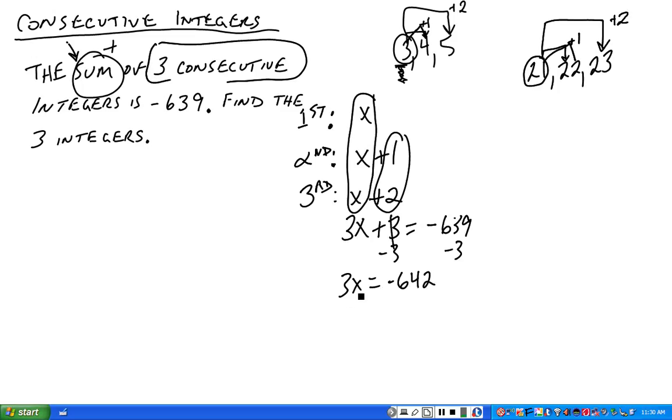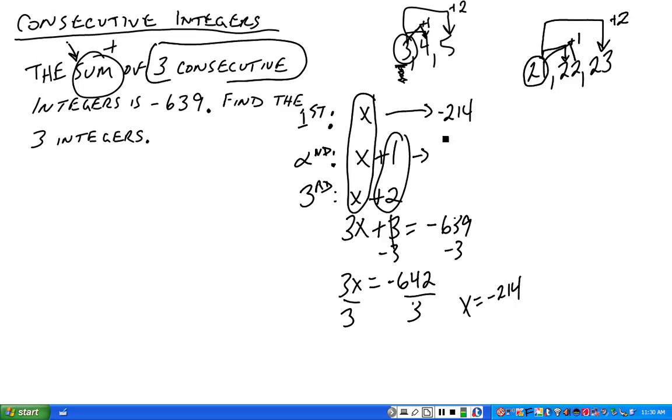So now I divide both sides by 3, and I get x equals negative 214. Okay, so now I know what the first number is, because we said the first number is x. So that's negative 214.